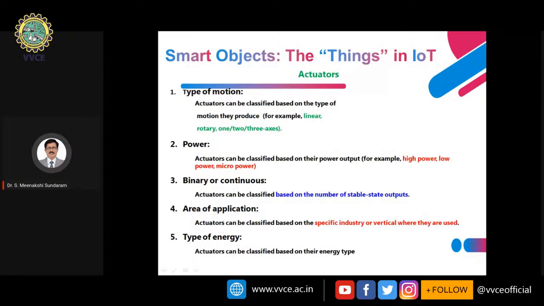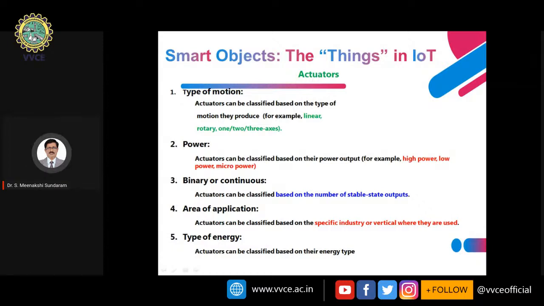Based on the type of motion, actuators can be classified by the type of motion they produce. For example, it can be linear or rotary, or single-dimension, 2-dimension or 3-dimensional axis motion. Similarly, based on power, it can be high power, low power or micro power. Similarly, we can have binary or continuous signals. So actuators can be classified based on the number of stable state outputs, whether it is continuous or binary.